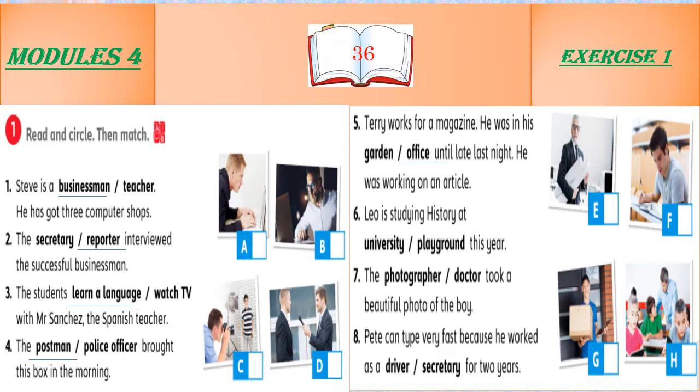Because he can't work on an article in the garden. Number 6, my students, Leo is studying history. Where is Leo studying history? Where do you think? It's at university. Excellent. Number 7, the photographer or doctor took a beautiful photo of the boy. So the answer will be the photographer.